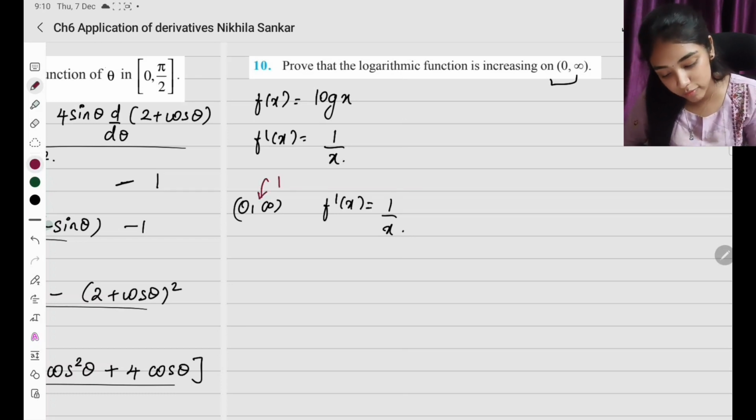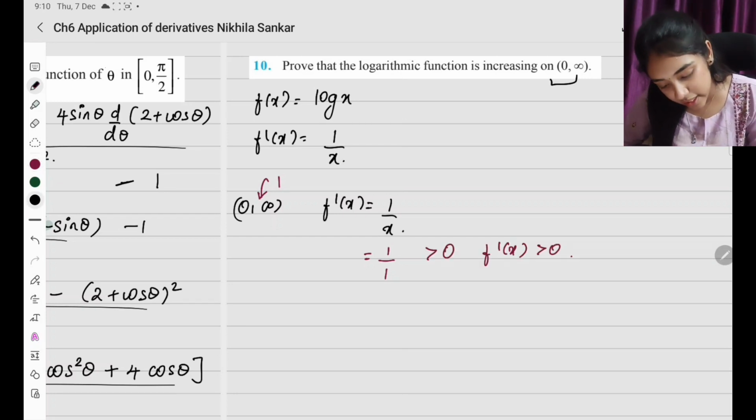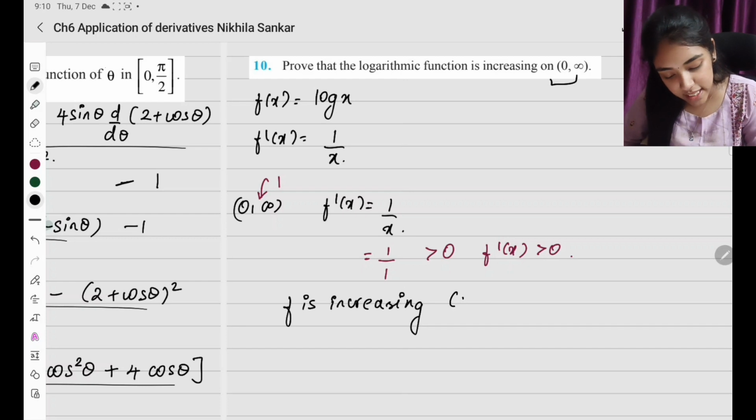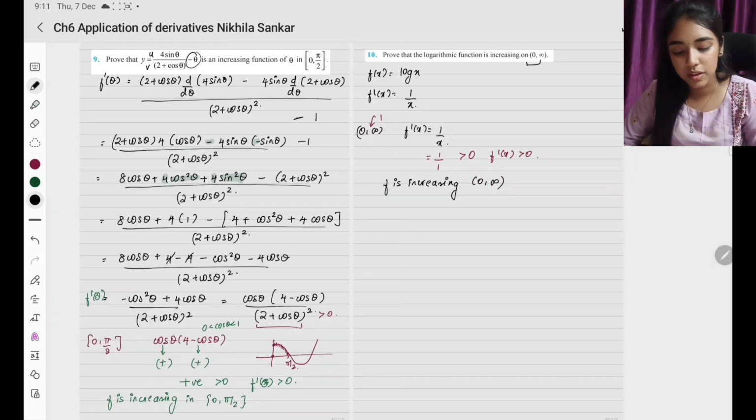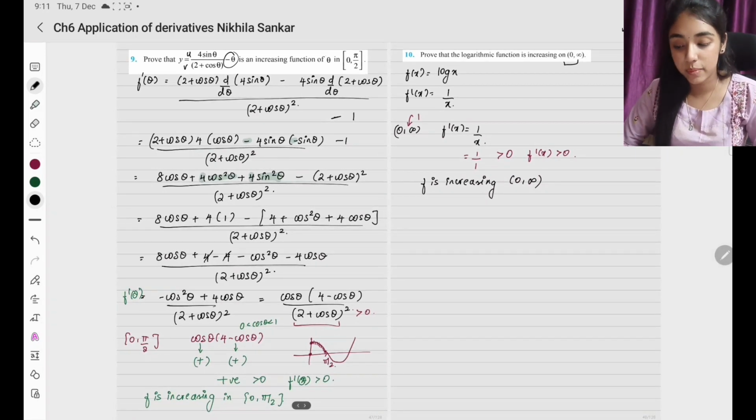When I take a value of 1, it is going to be 1 by 1. If I take 2, it is 1 by 2. So, it is always going to be positive, which means f dash of x is greater than 0. So, the final answer is that f is increasing. Now f is the log function. So the log function is increasing from 0 to infinity. That is the answer. Okay. Please copy.